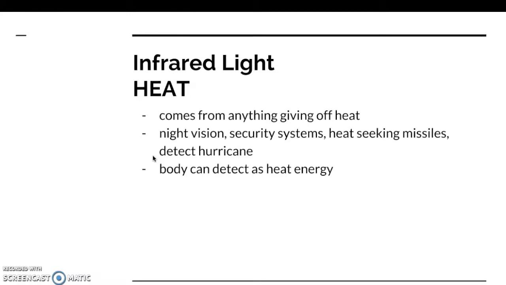All right, so next part of the EMR spectrum, it would be more proper to say it that way, is infrared light. And the key word you want to remember with infrared light is heat, because it comes from anything giving off heat. So it's used for night vision, security systems, heat-seeking missiles, and to detect hurricanes.